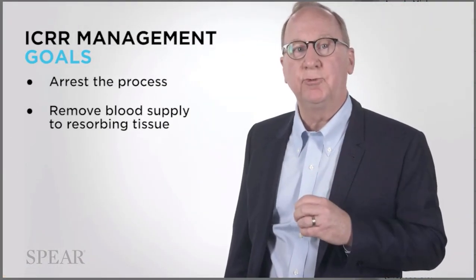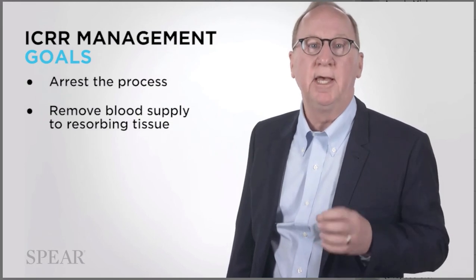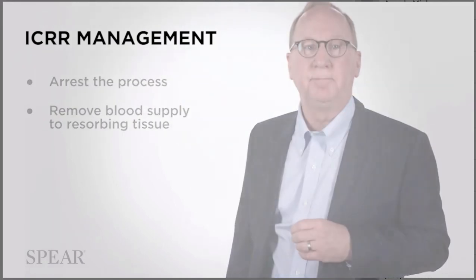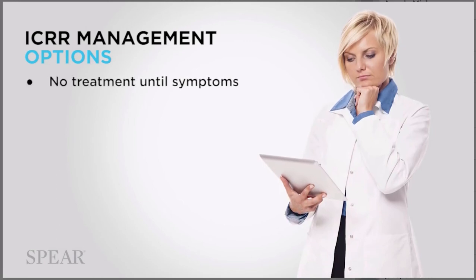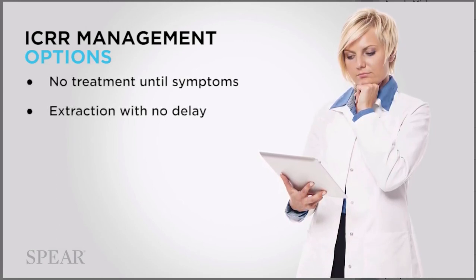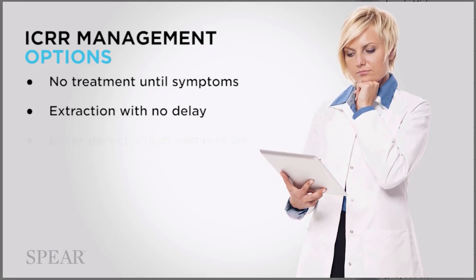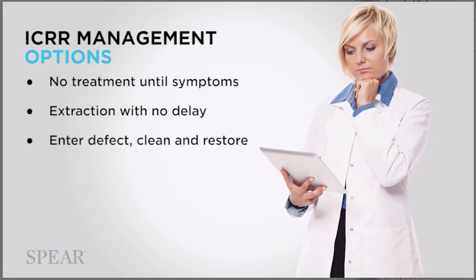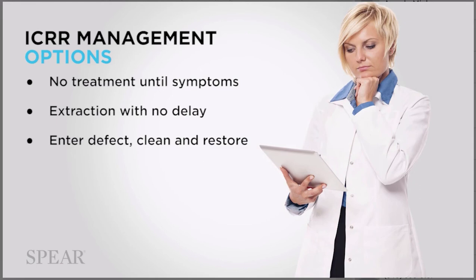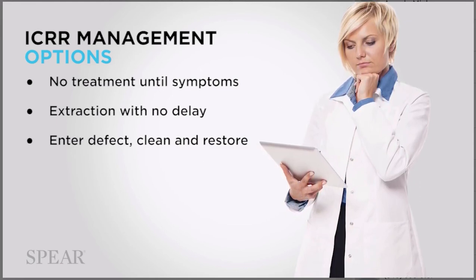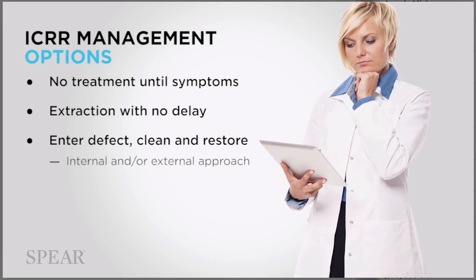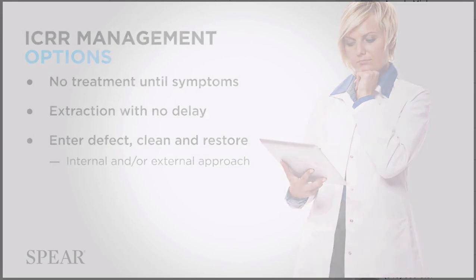Your overall goal is to arrest the process of resorption by removing the blood supply to that resorbing tissue. So your management options are: don't do any treatment until there become symptoms, extract that tooth with no delay, or enter that defect, clean out that defect if it's possible, and restore that tooth, both subgingivally and coronally. You want to make sure you manage the internal and external approach for clearing up this resorption defect.